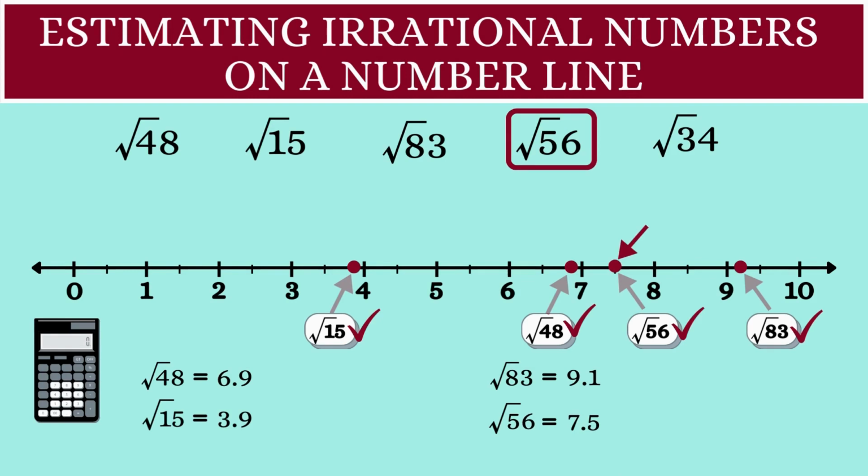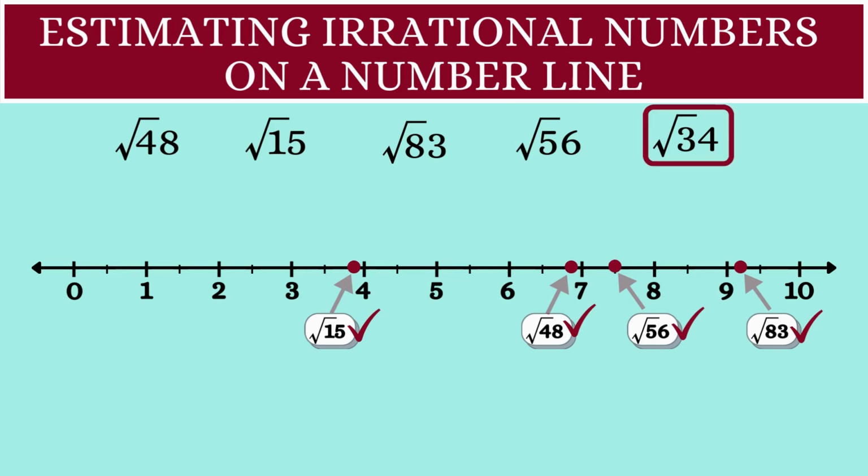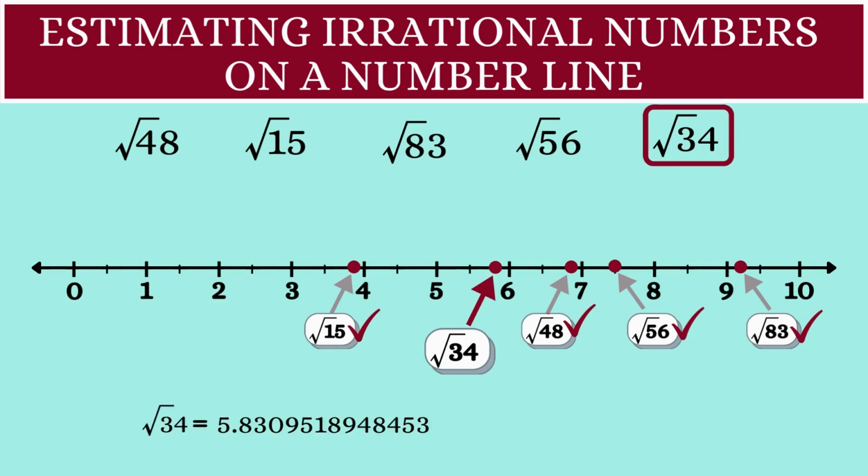Before closing, let's find if you have marked square root of 34 correctly. It should come somewhere around here. And the value of square root of 34 rounded to 1 decimal place is 5.8. Hope you have got that right.